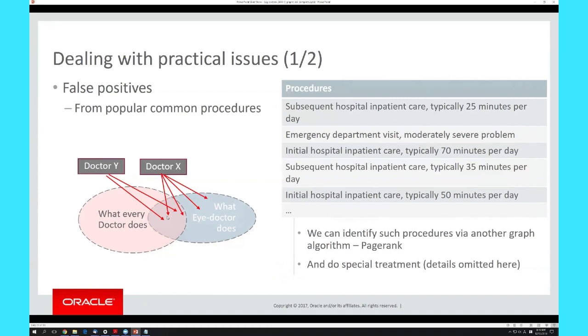So how do we deal with it? I'm skipping all the details in this talk, but what we did was first identify these procedures by running another algorithm. Instead of personalized PageRank, we can run PageRank, which starts from every vertex and does random walks. By definition of this algorithm, things that every doctor does get a higher value, so we can easily identify these kinds of procedures. And then we treated them separately.